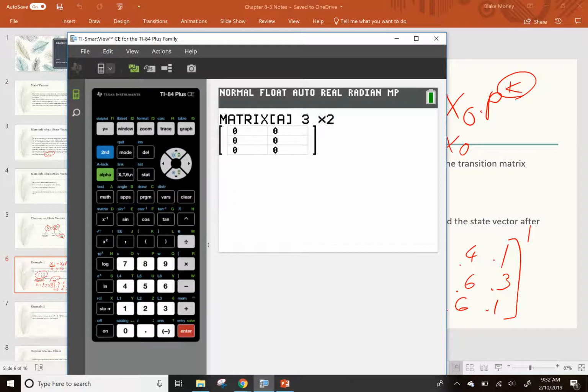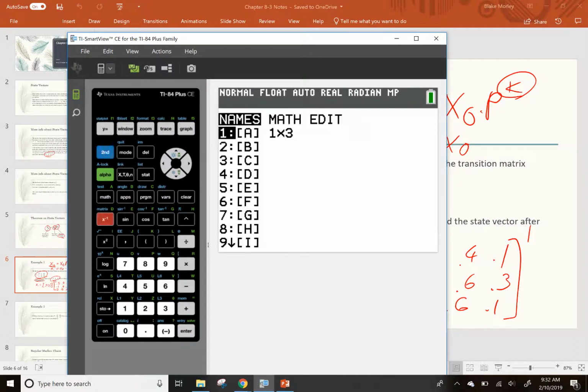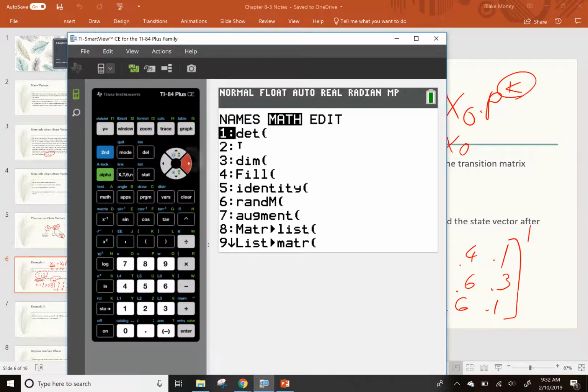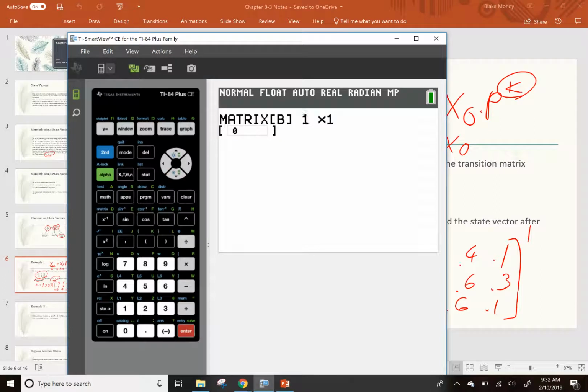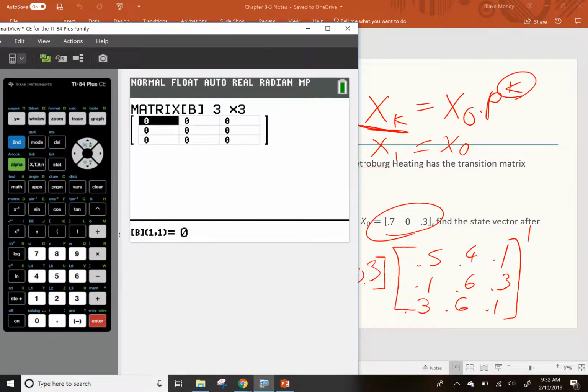Well, actually, let's do the 1 by 3 matrix first, right? The state vector, 1 by 3. So this will be the 0.7, 0, and 0.3 matrix. And then I'll put in another matrix, which is my transition matrix, that 3 by 3 one. I'll put that in as B here. So 3 by 3. And that one, let me move this over so I can see it. 0.5, 0.4, 0.1. I'll just go ahead and type it in without talking.